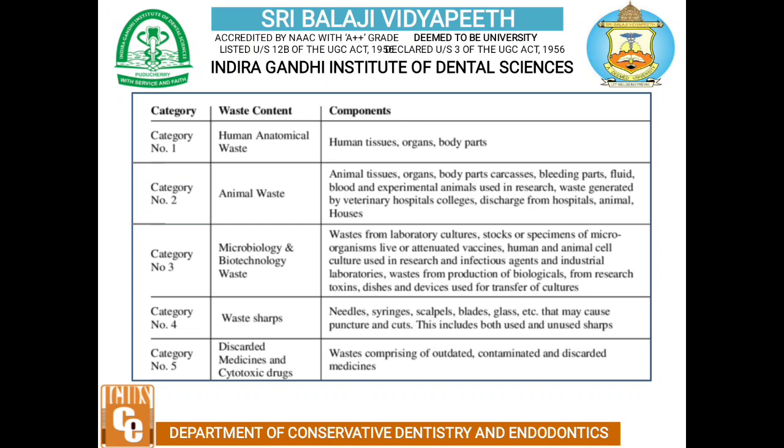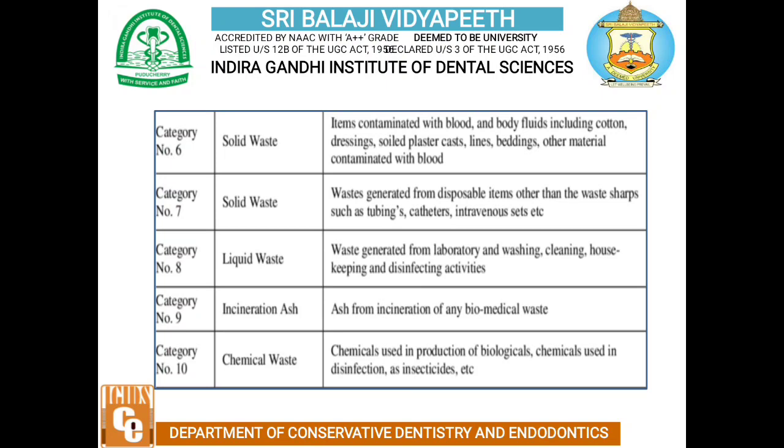Category number 1 includes human anatomical waste, number 2 includes animal waste, number 3 includes microbiology and biotechnology waste, number 4 includes waste sharps, and number 5 includes discarded medicines and cytotoxic drugs. Number 6 includes solid wastes like items contaminated with blood. Number 7 includes waste generated from disposable items.